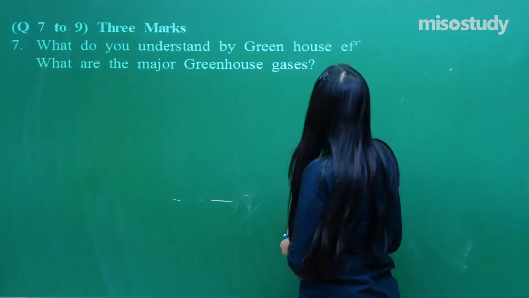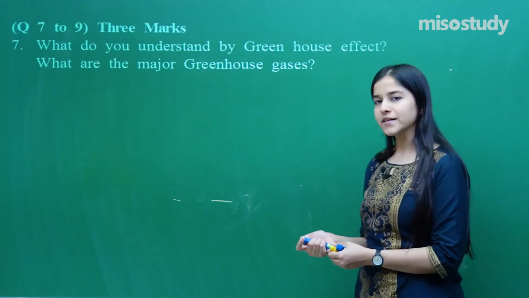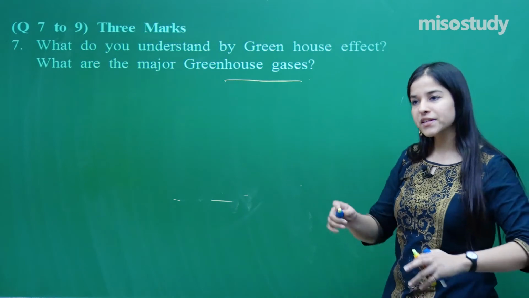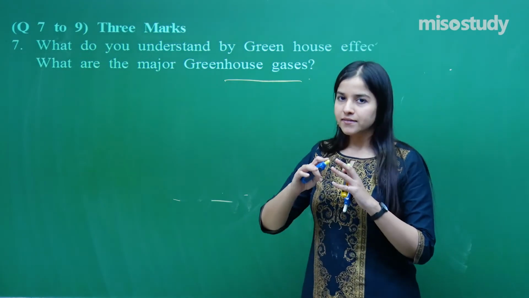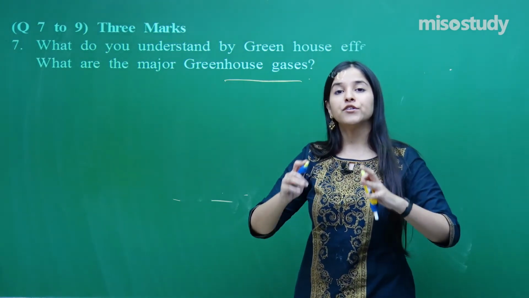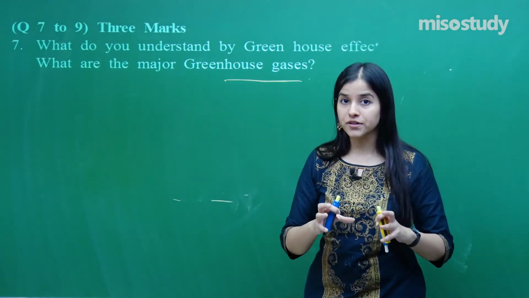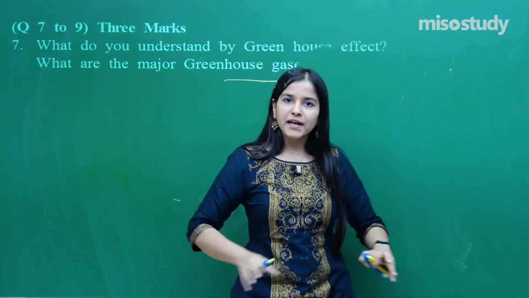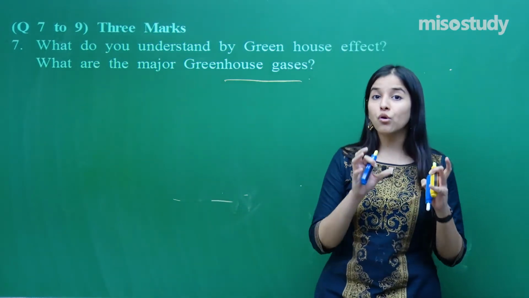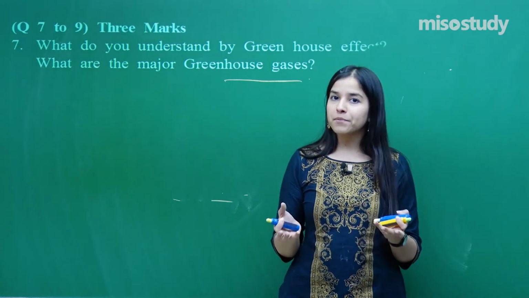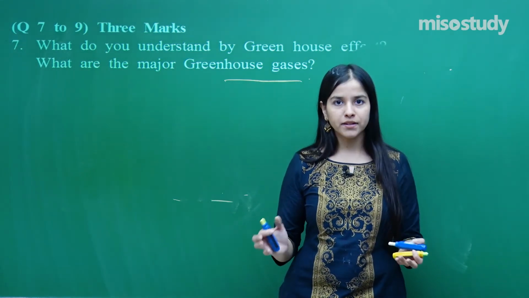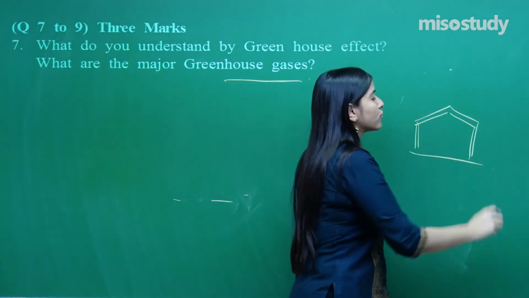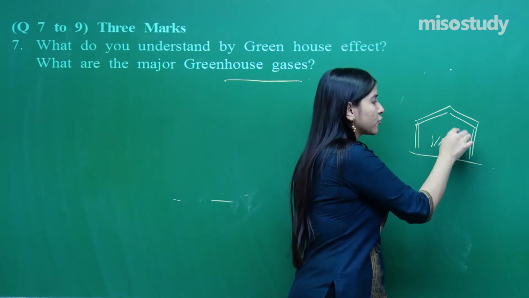What do you understand by greenhouse effect and what are the major greenhouse gases? So we already have discussed the greenhouse gases. So what is basically the greenhouse effect? See, if we talk about its origin, from where it evolved: in colder areas, in order to cultivate plants, due to the cold temperature, plant growth is not possible. So for that, they develop a glass house, which is known as a greenhouse. There they grow the plants.